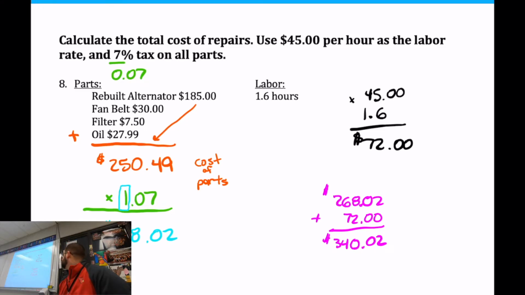Okay, questions? That's it. This is the total. Now, I want to see all that work. I want to see how you're getting to this. Don't just give me that price and show me nothing else. Are we good? Okay. Hopefully that makes sense to you.